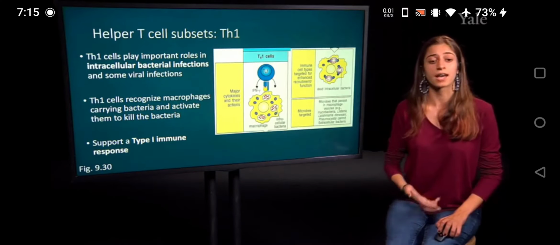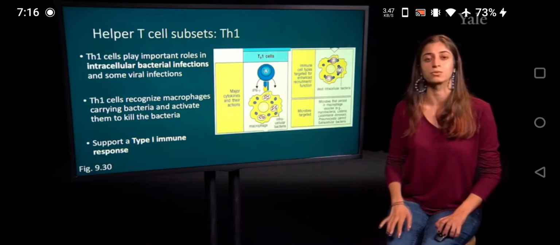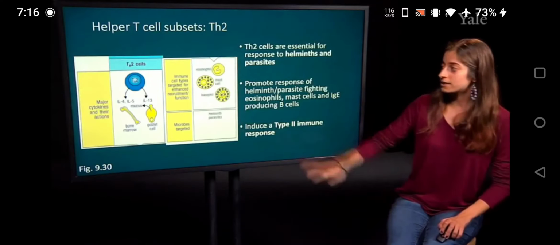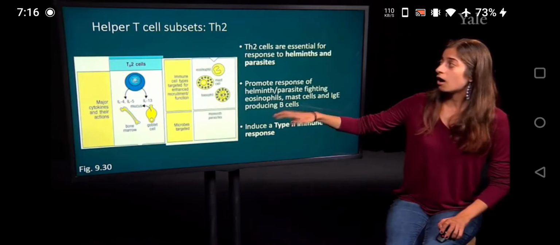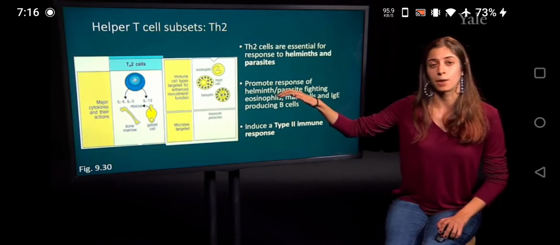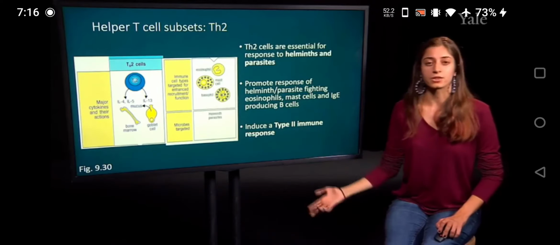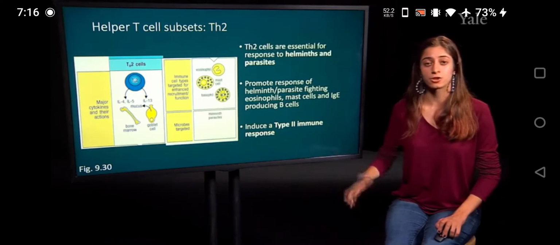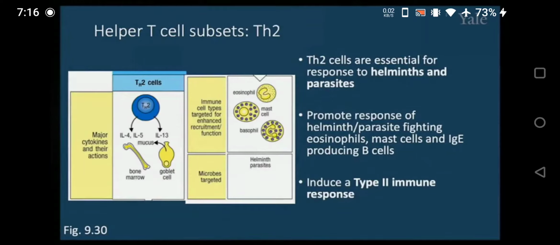The second type of subset we'll see today are Th2 subsets of helper T cells. Unlike Th1 helper T cells, Th2 are good for responding to helminths and parasites. They promote the response of helminth and parasite fighting by activating eosinophils, mast cells, and the IgE-producing B cells. When the Th2 cells become activated, they induce what we call a type 2 immune response.